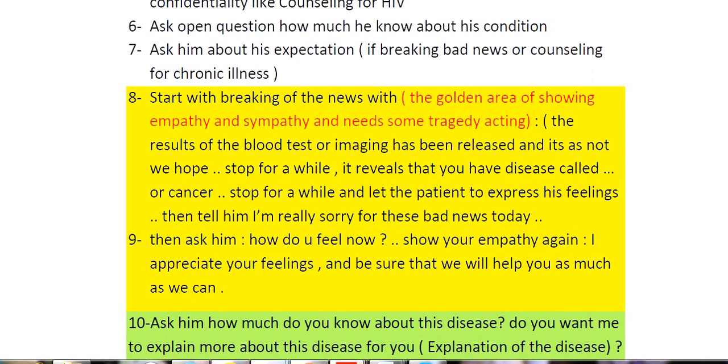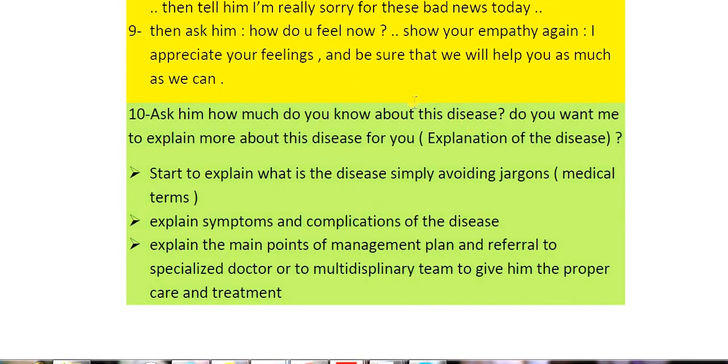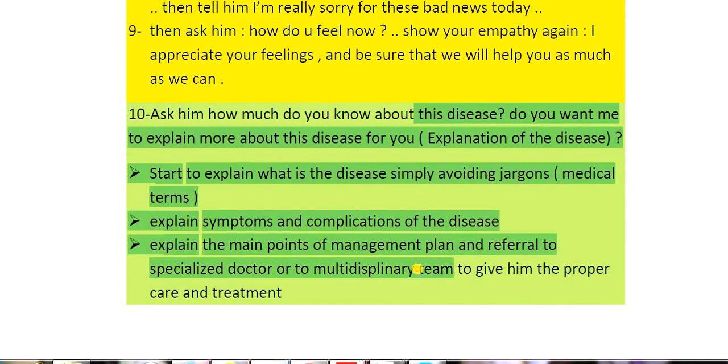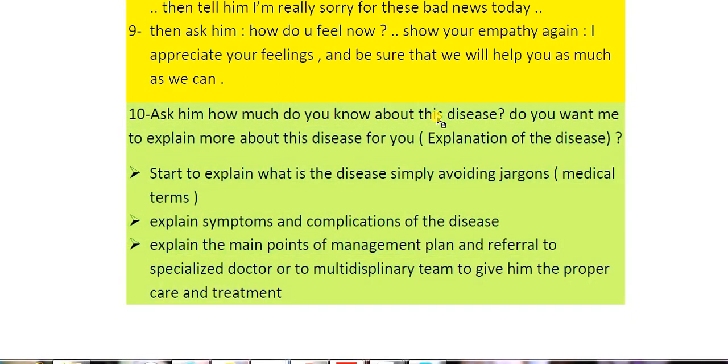Then we are going now to the green area. This green area is the area of explanation of the disease. You have to ask the patient, how much do you know about this disease? Do you want me to explain more about this disease for you? Then you will start the explanation of the disease.